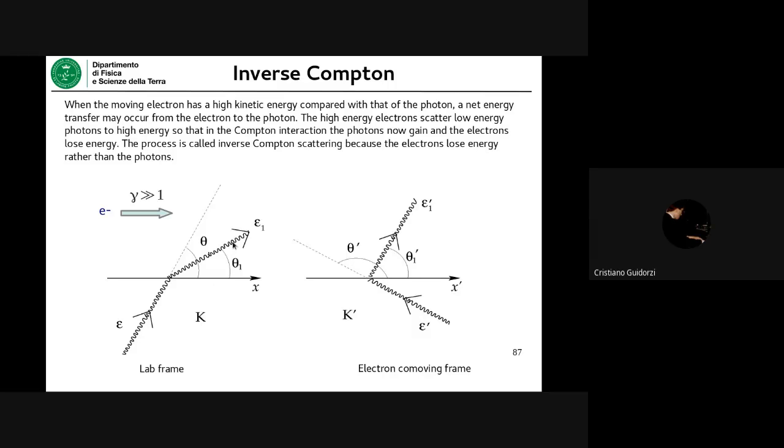And again, theta prime will be the initial angle of the linear momentum of the photon with respect to the same direction, which is x prime, prior to scattering, and theta 1 prime the resulting angle of the final photon with respect to the same direction. Okay, and we call K the lab frame and K prime the comoving frame of the electron.